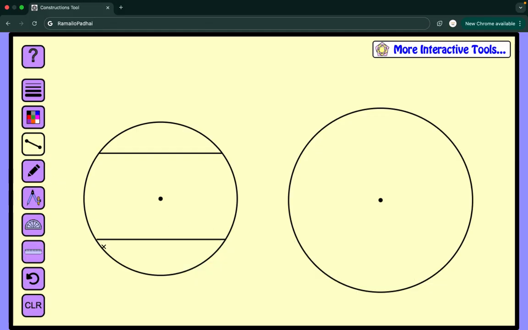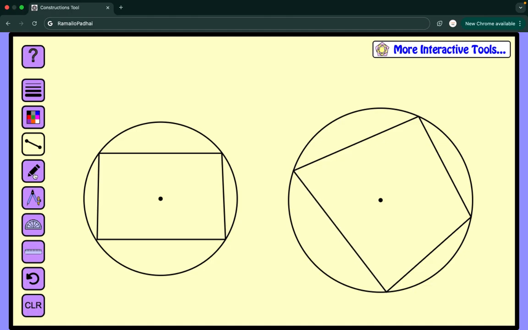So all angles will be 90 degrees here. Fine, and then I will make a cyclic quadrilateral that is not a rectangle here. The name of the cyclic quadrilateral will be PQRS. This will be figure 1 and this will be figure 2.